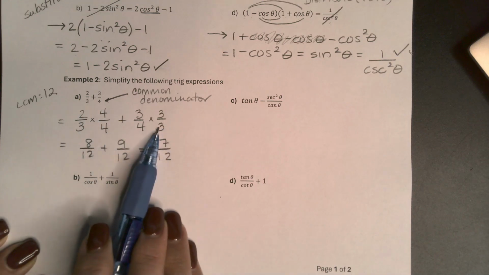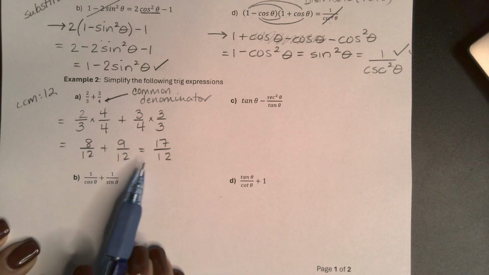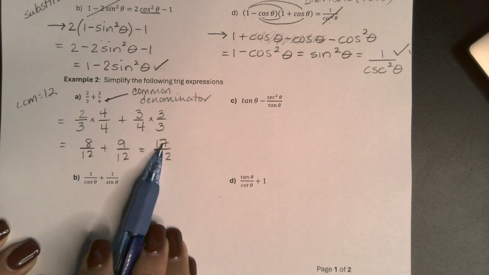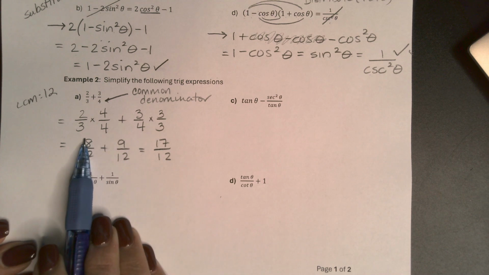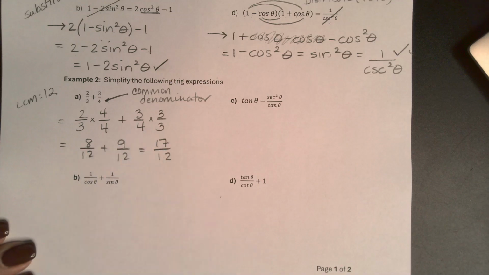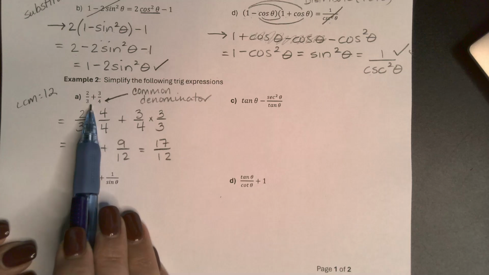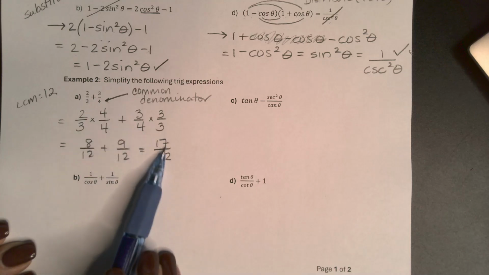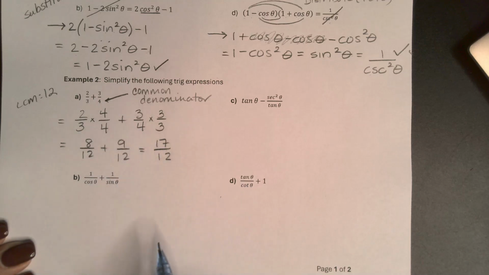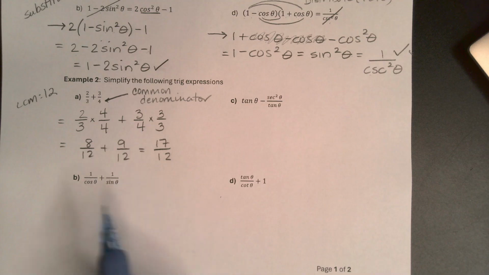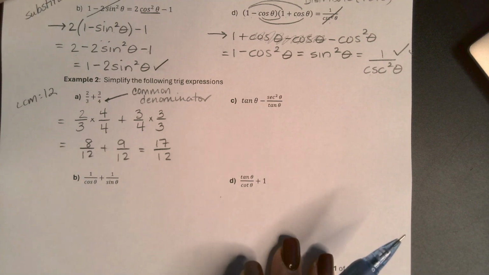The denominators now are a multiple of 12, so you can combine them so that you get a numerator of 8 plus 9 turning into 17. So this addition of these two terms is equivalent to 17/12. So that's basically what I need you to gather from doing this next problem.